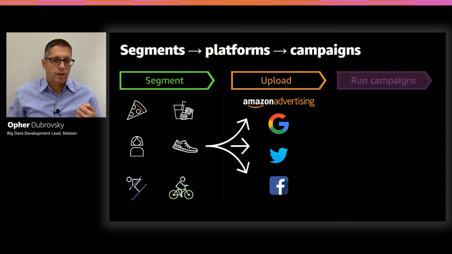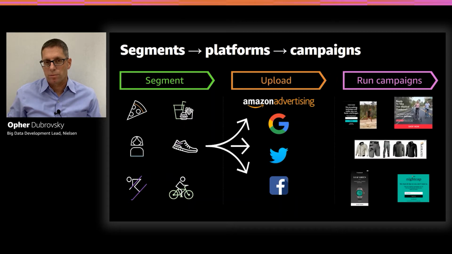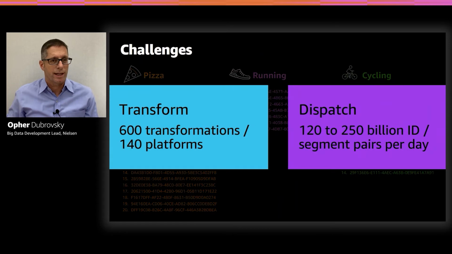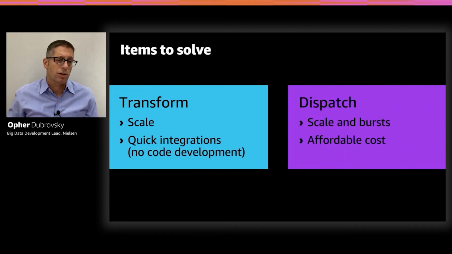Until it's loaded to the app platforms, the marketers can't use it, but once it's uploaded, they could use it to run campaigns. Let's look at the challenges we had when building this system. So on the one hand, we had to tackle the transform. We partner with about 140 platforms, and we have close to 600 accounts on them, each one requiring a different data transformation. On the dispatch side, we dispatch a huge amount of data, so we had to tackle that as well. If we look at the items we set out to solve, they're the following.